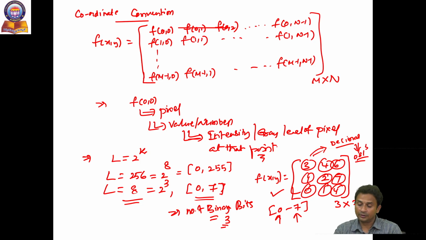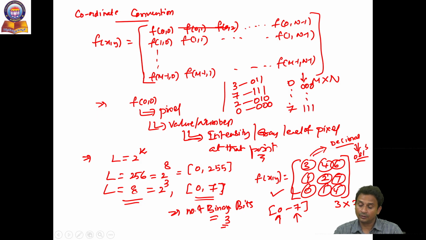if you want to represent 3, this is 0, 1, 1. If you want to represent 7, this is 1, 1, 1. If you want to represent 2, it is 0, 1, 0. If you want to represent 0, it is 0, 0, 0. So the numbers from 0 to 7 can be represented using only 3 binary bits, 0, 0, 0 to 1, 1, 1. So L is equal to 2 power 3.